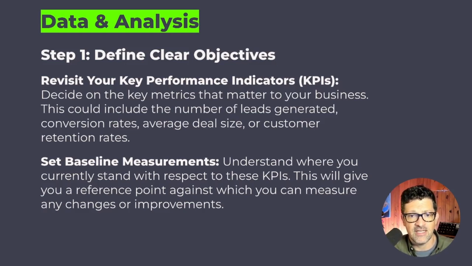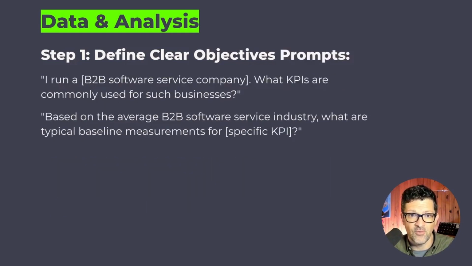After we revisit the key performance indicators, we're going to look at some baseline measures, get a feel for, in general, where the KPIs should be before we start to think about how we can improve them. Here are the prompts for these. The first one, I run a B2B software service company. That's going to be our example today, a general B2B software service company. What are the KPIs commonly used for such a business? And then secondly, based on the average, whatever service you're in, what are the typical baseline measurements for a specific KPI?